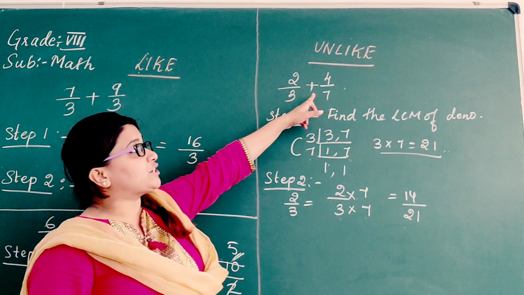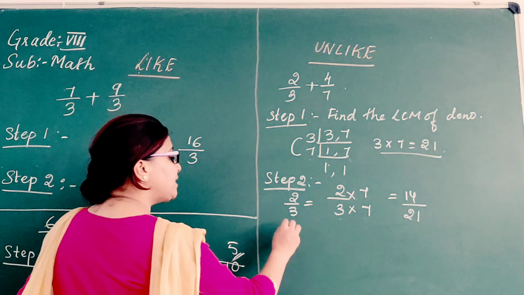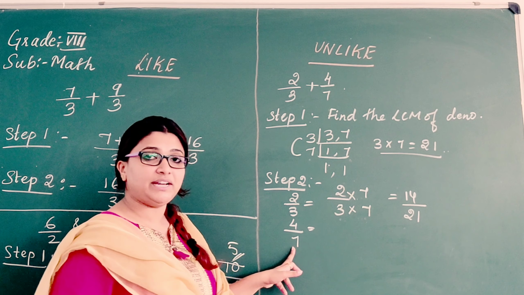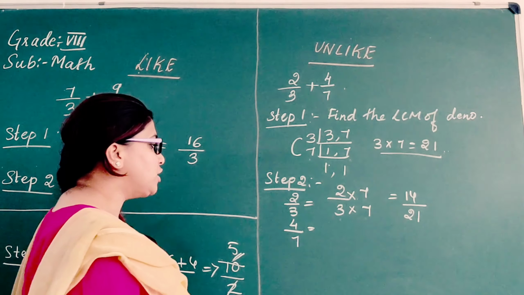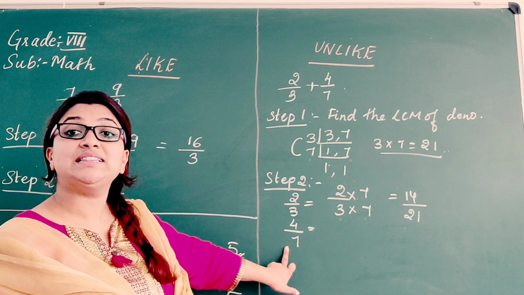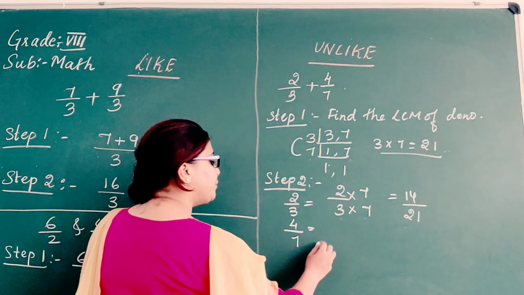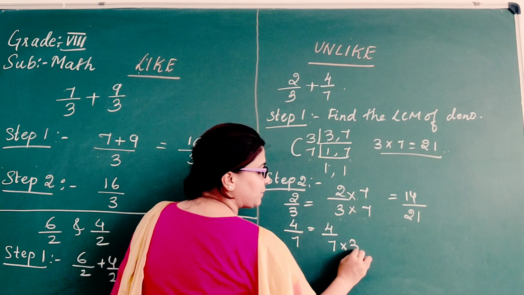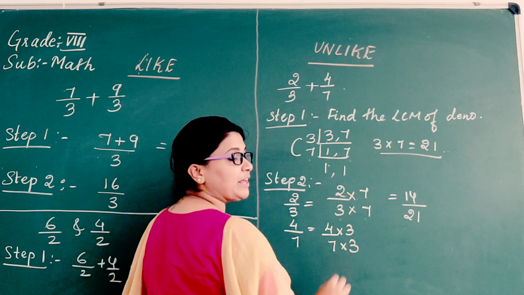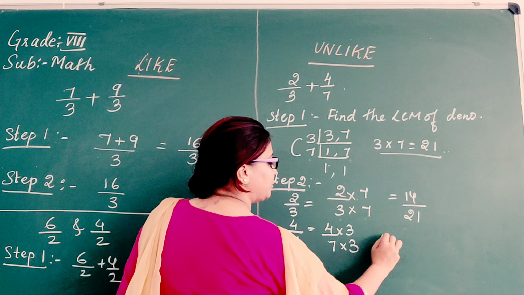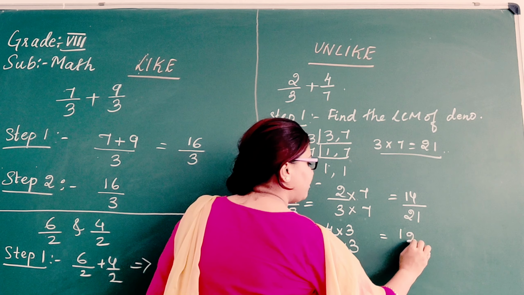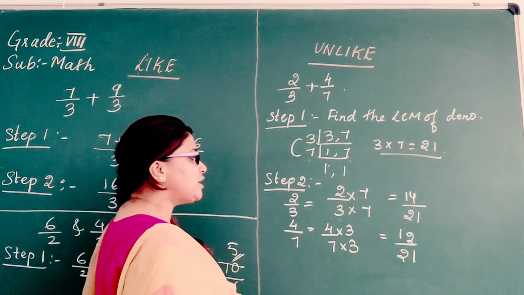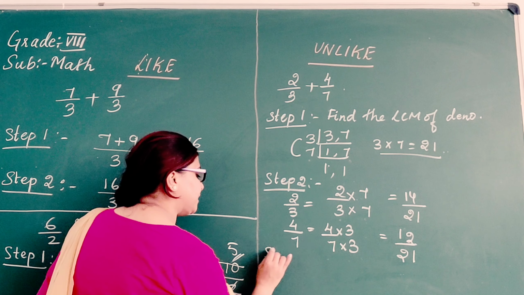Now I have one more rational number, right? That is 4 by 7. Again for 4 by 7, I have to convert my denominator to 21. So 7 what's are 21? 7 threes are 21. So I write 4 by 7 as it is, and since 7 threes are 21, the numerator also I multiply by 3. So this is equal to 4 threes are 12 divided by 7 threes are 21. Clear, children? So now step number 3.